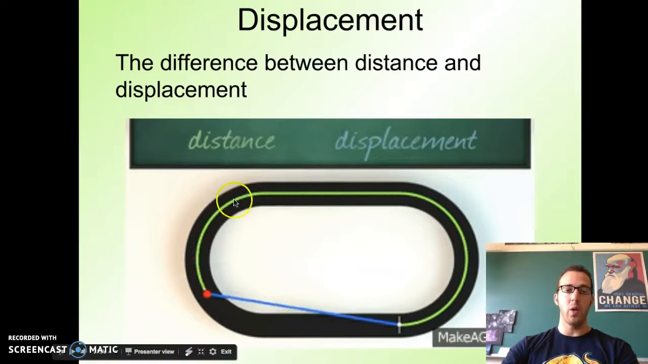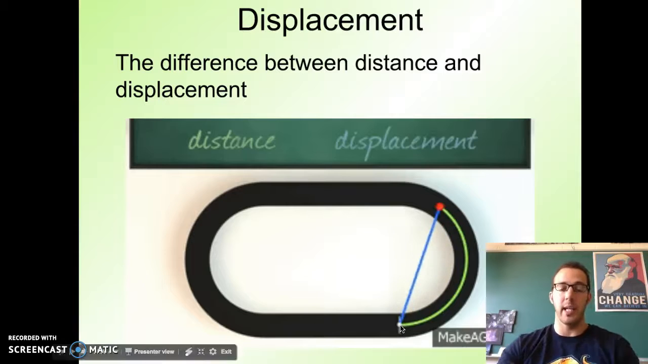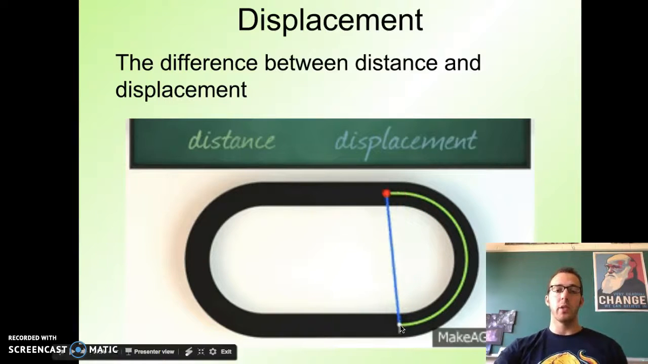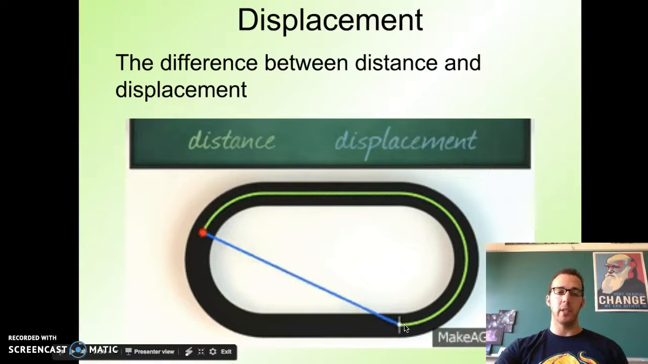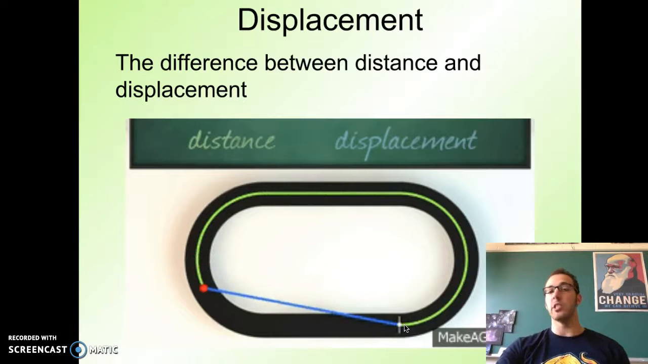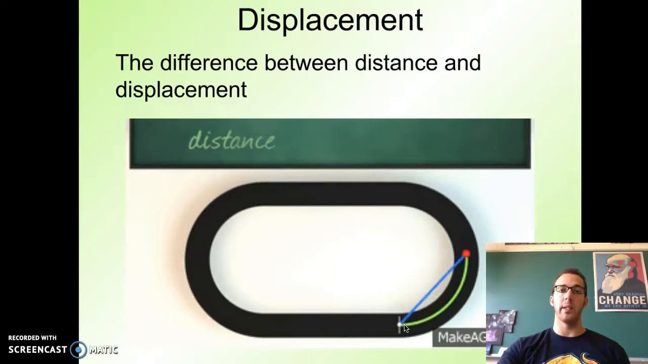So if this thing went all the way around the track and got back to the beginning, the displacement would be 0, because you are no further from where you are than where you started. You started at the exact same spot you finished. So your displacement would be 0 if you went one lap around the track. Most of the time in kinematics, we can use distance and displacement interchangeably, because most of our problems are moving in a straight line. They either go directly to the left or right, or they go directly up or down.